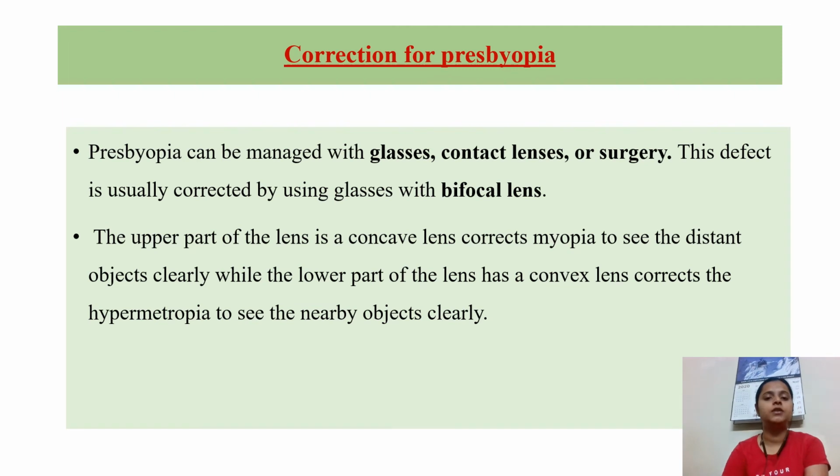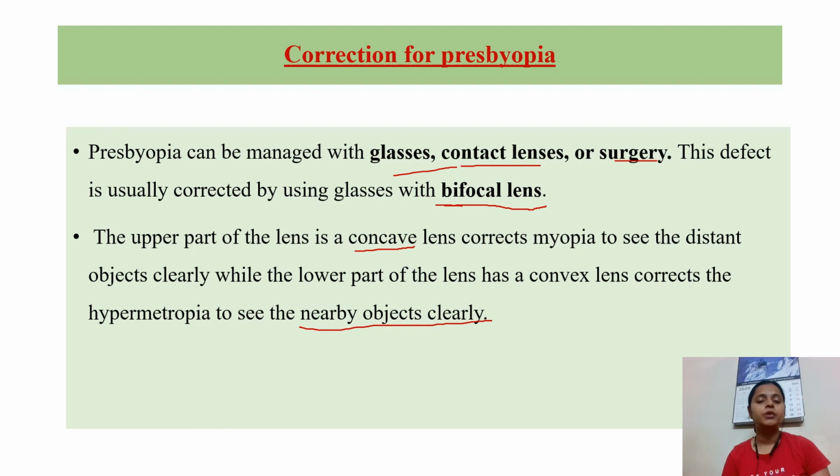Presbyopia can be managed with glasses, with contact lenses or surgery. This defect is usually corrected by using glasses with bifocal lens. Which lens? Bifocal lens. The upper part of the lens is a concave lens, which corrects myopia to see distant objects clearly, while the lower part of the lens is a convex lens, which corrects hypermetropia to see nearby objects clearly.